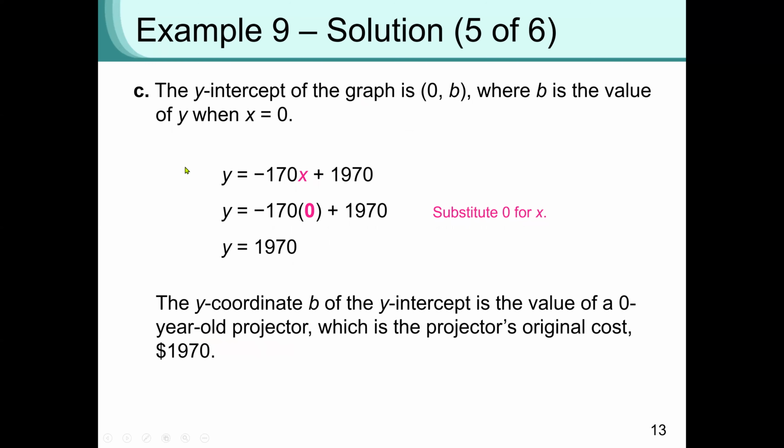Then we can go to C. C said we should find the y-intercept of the graph. We already know the y-intercept of the graph, which is 1970, because when x equals 0, when we bought it newly, it's 1970. But still we can, again, plug in the values. We have y equals minus 170x plus 1970. X will be 0, plus 1970. So y will give us 1970. So this will be the original price when x equals 0.